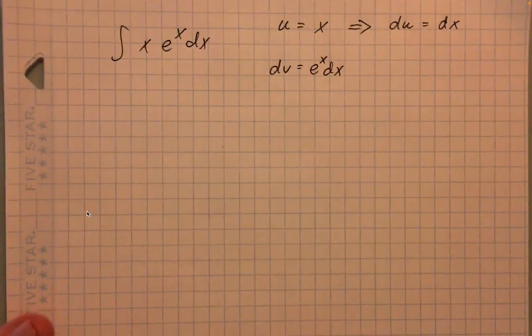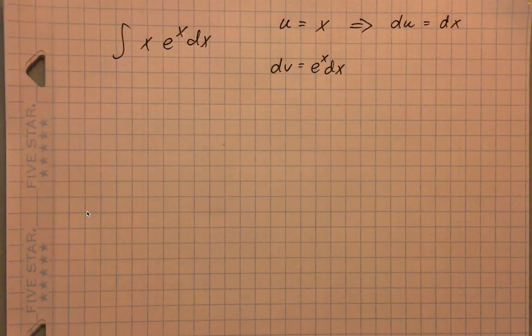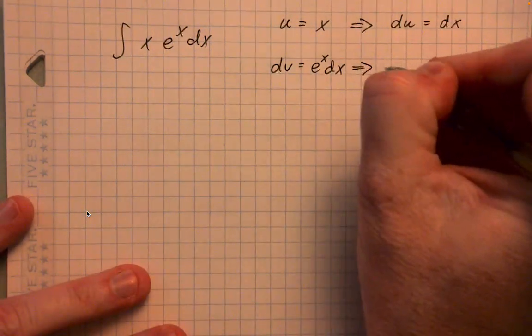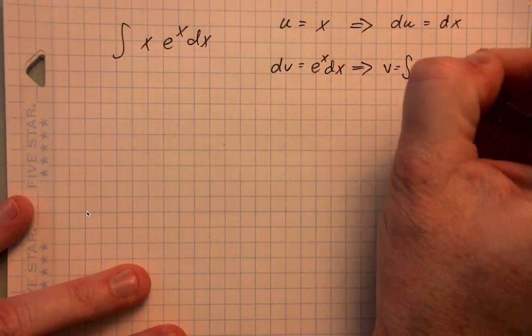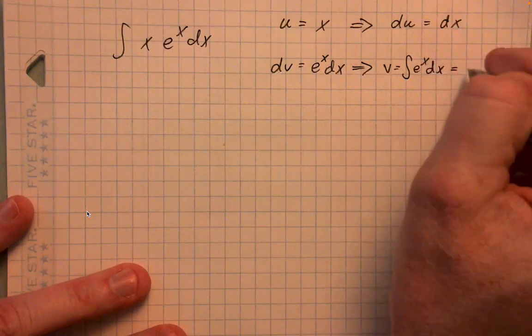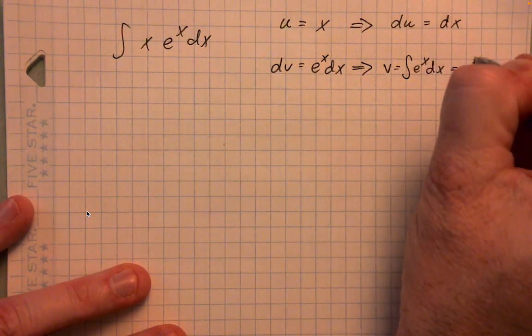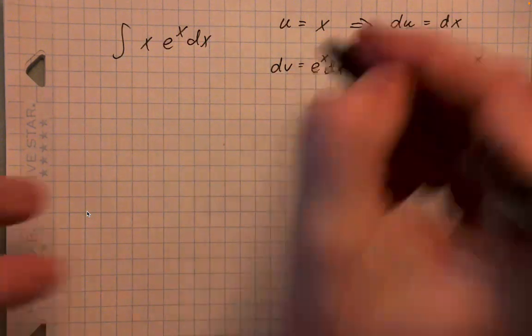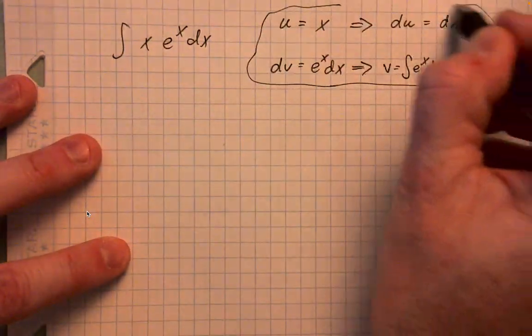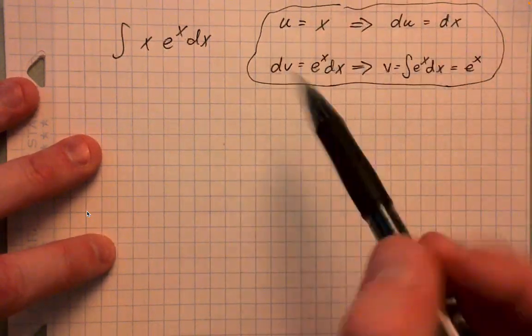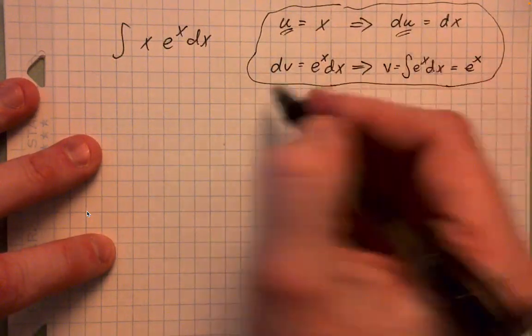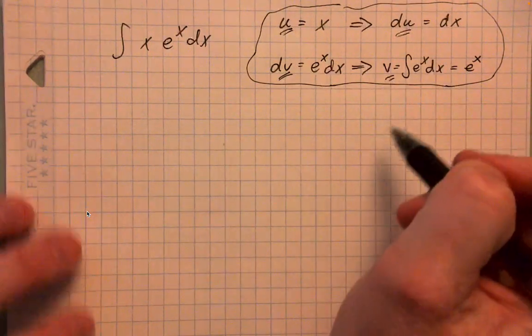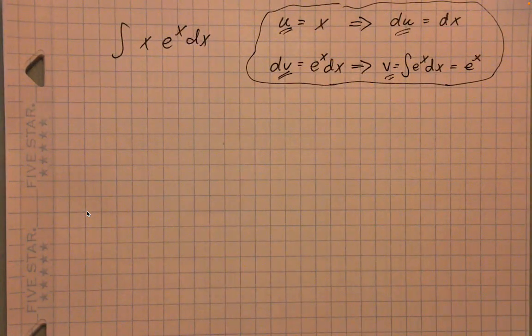And if dv is equal to e to the x dx, then v will be equal to the integral of e to the x dx, which is just e to the x. Don't worry about the constant. The constant's not important for this piece of the calculation. So here are our substitutions. We've got a u, a du, a dv, and a v. So now we just want to follow the formula.